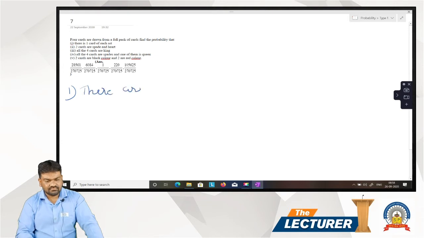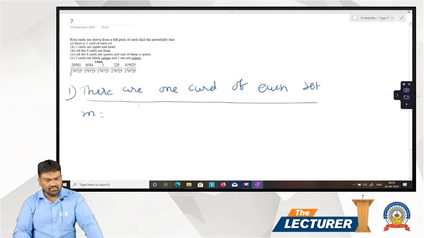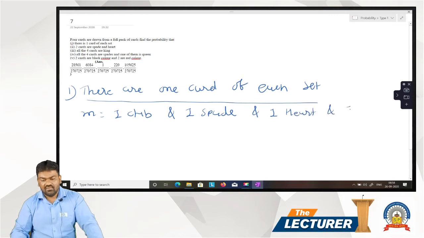There is one card of each set. Favorable result: one club card and one spade card and one heart card and one diamond card. There are total 13 club cards. Out of 13, one will be selected.